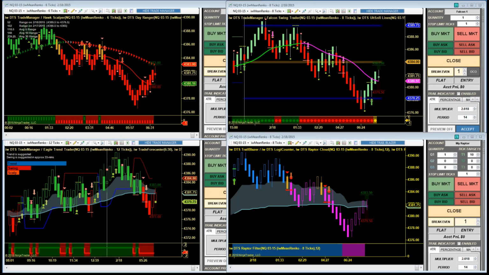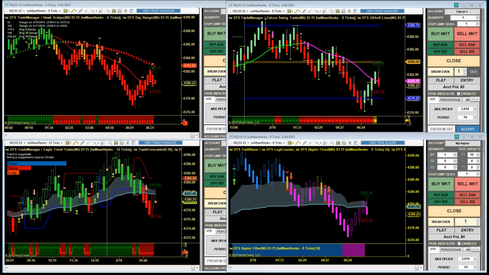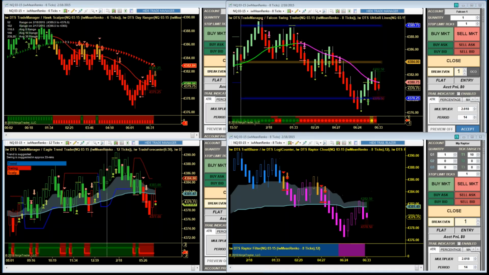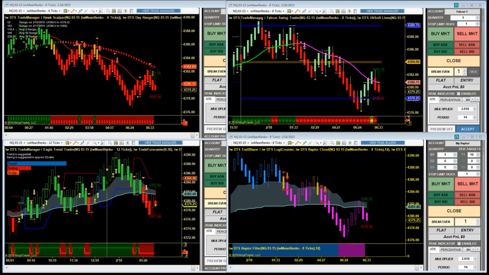All right, so this is the DTS system. Now, the DTS is actually comprised of two separate systems. First off, we have the DTS, the Diversified Trading System itself. And it's diversified because what we are doing with the diversified system is we're actually looking at the market from three different points of view.